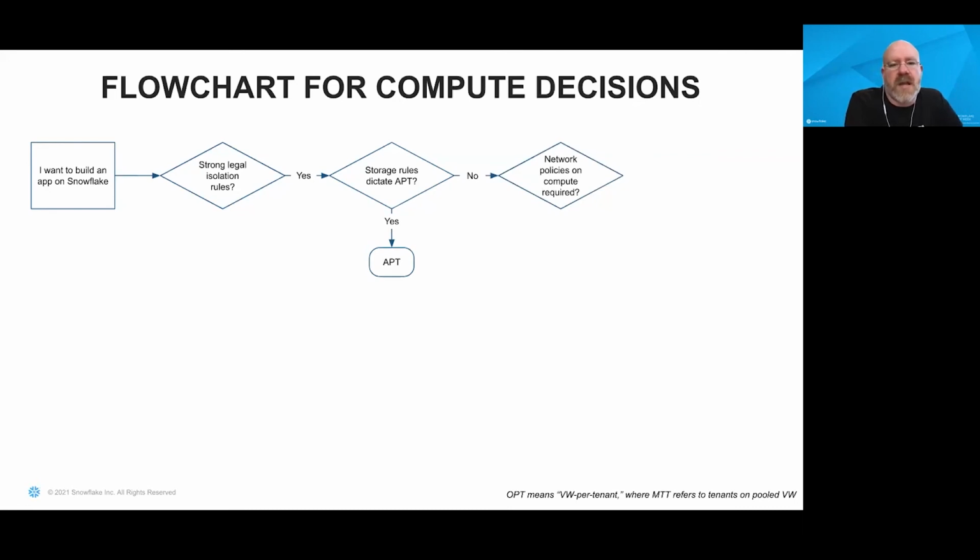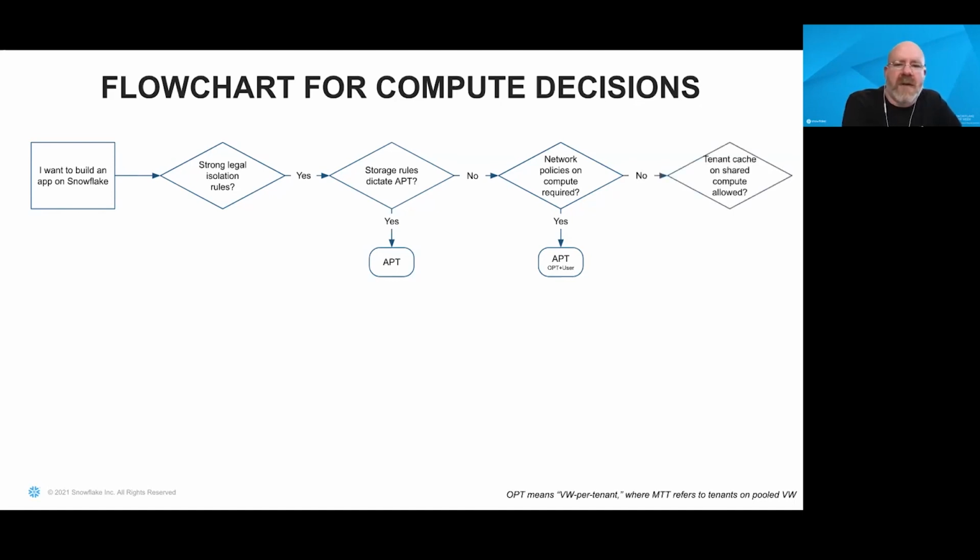Do you have strict network policy requirements that you have to put in place? If you do, you might need to follow the account per tenant model there, or you might need to think about how you design your user access into Snowflake so that you can create those network policies at a user level, and maybe do OPT instead, where you're creating different warehouses for different tenants.